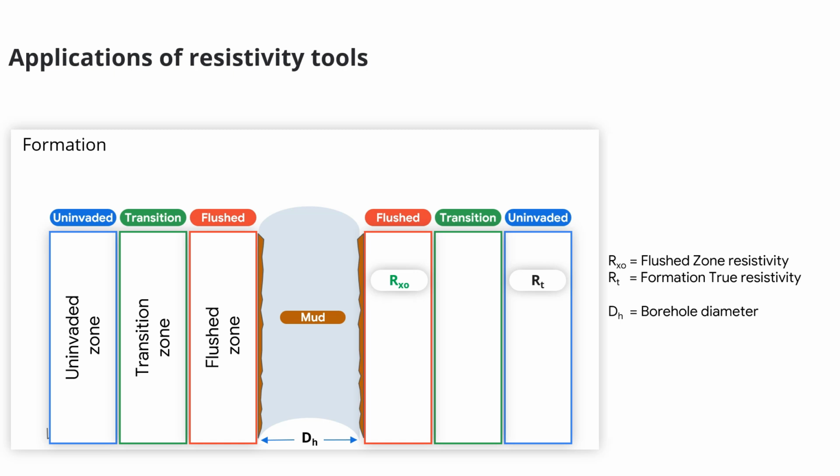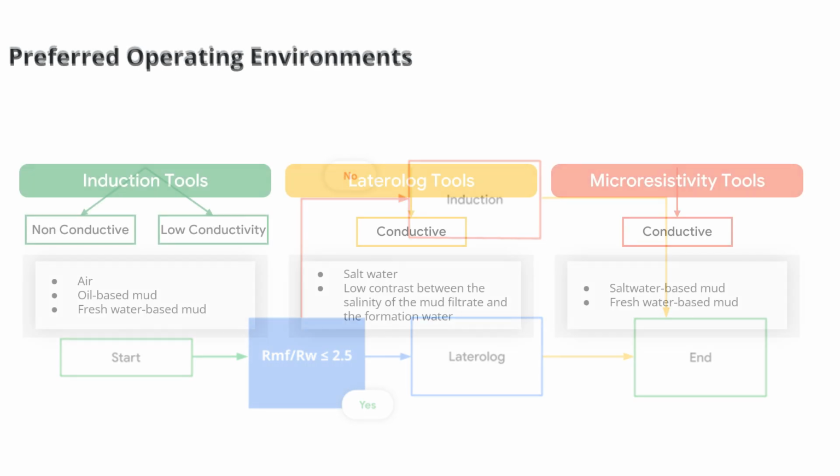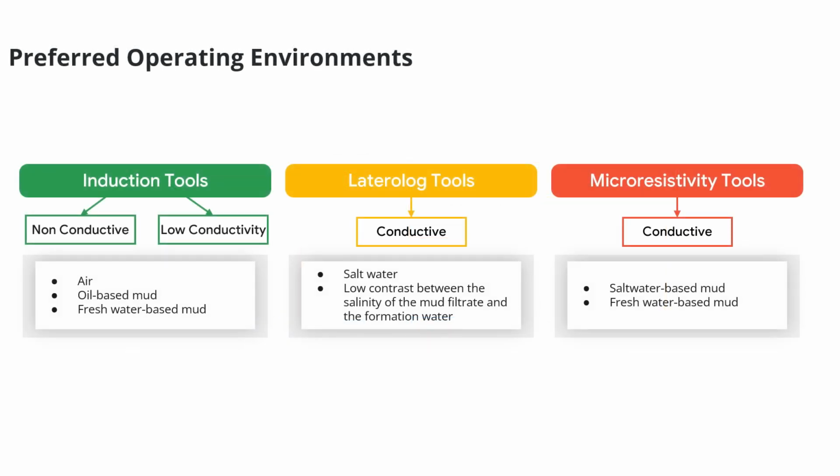But how to determine in which case to use a lateral log or an induction tool? As a rule of thumb, if the ratio between the resistivity of the mud filtrate, RMF, and the formation water resistivity, RW, is less than or equal to 2.5, we should use a lateral log. If the ratio is greater than 2.5, induction tools are preferred.